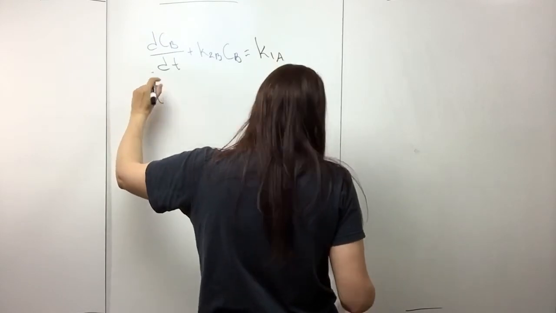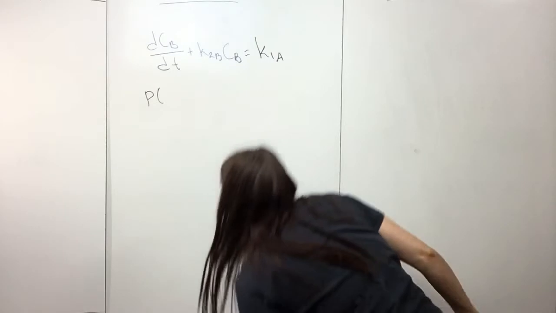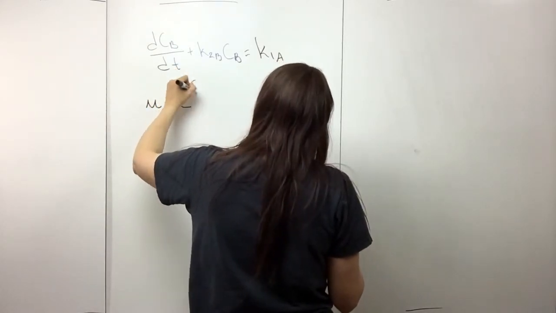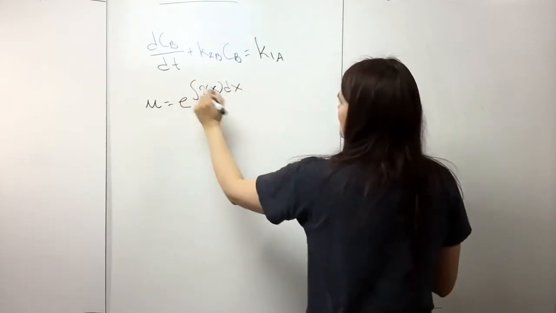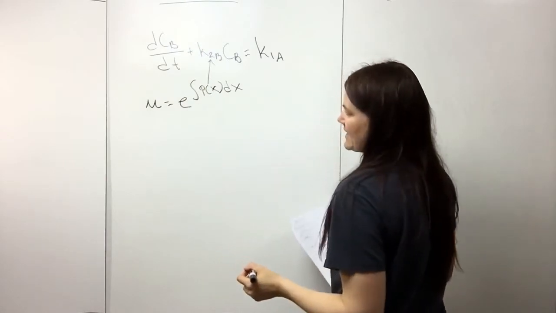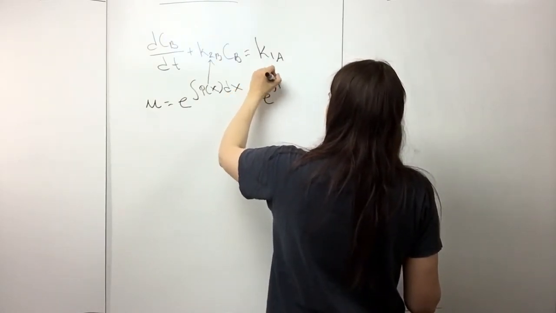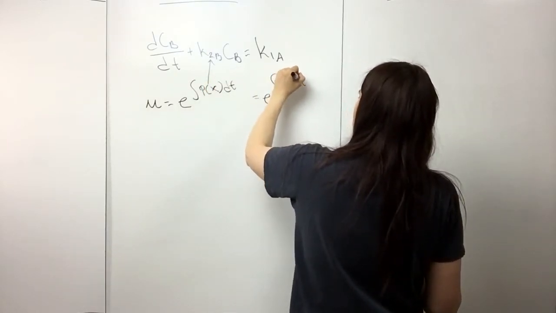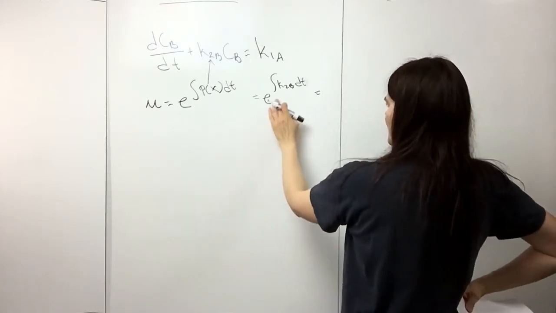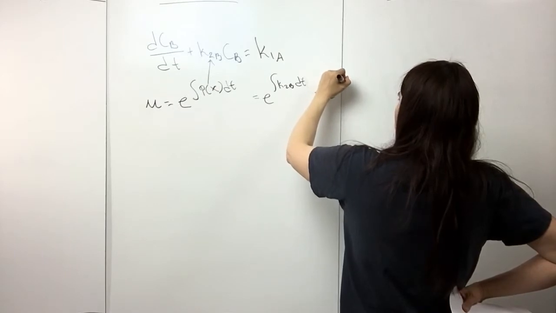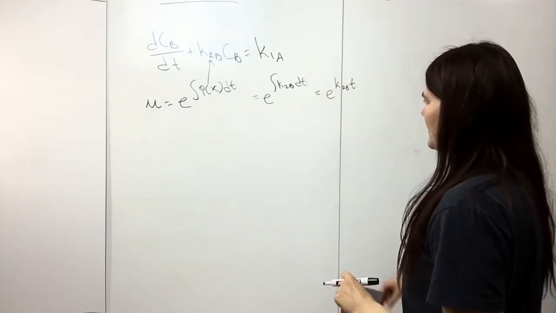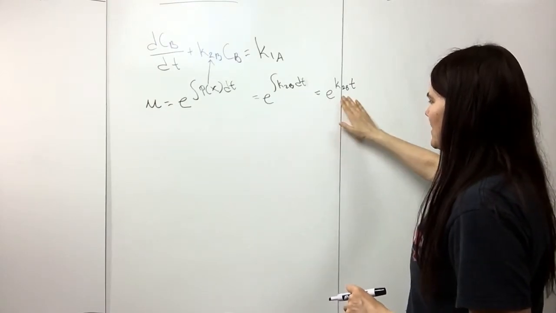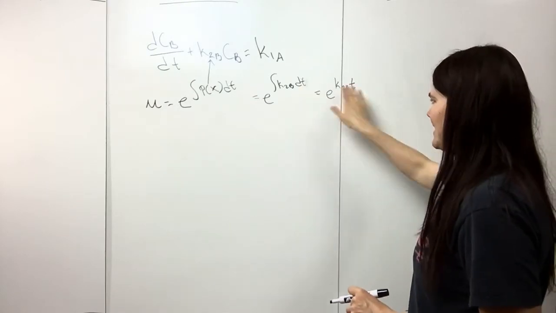So we know that mu is equal to e to the integral of P(x) dx, and in this case P(x) is that k2B, so then this is equal to e to the integral of k2B dt. If we just integrate that, then that's equal to e^(k2B t). And in this case, when you're doing this integral for your integrating factor, you don't need to worry about c. You don't need to add c to this.